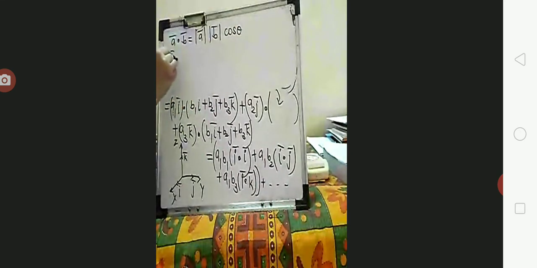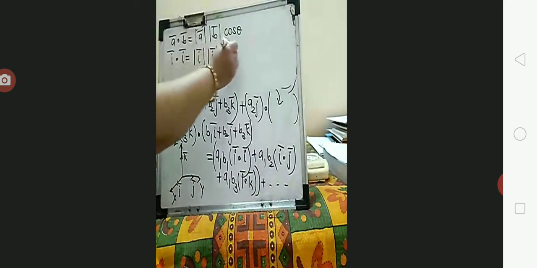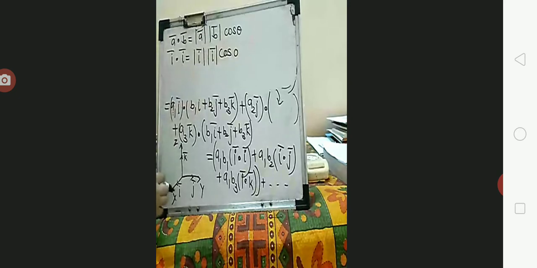Here I have to calculate i bar dot i bar. It is magnitude of i bar into magnitude of i bar into cos of the angle. You are taking i bar dot i bar, meaning the x-axis only, and both the vectors are overlapping, correct? So the angle is 0, so I have cos 0. The magnitude of i bar is root 1, and here also root 1, and cos 0 is 1. So I am getting 1. So i bar dot i bar is 1, correct?